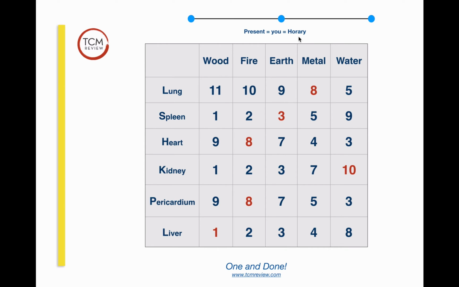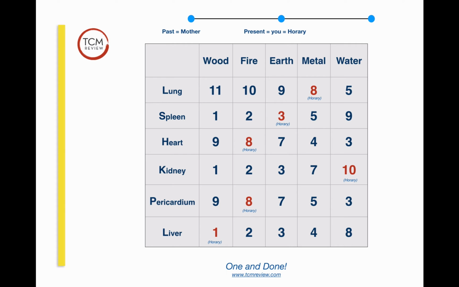So let's mark those to begin with. Lung horary is 8, spleen horary is 3, heart horary is 8, kidney horary is kidney 10, pericardium would be 8, and liver is 1. Okay, so we've got those placed.